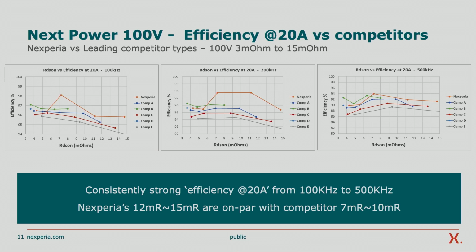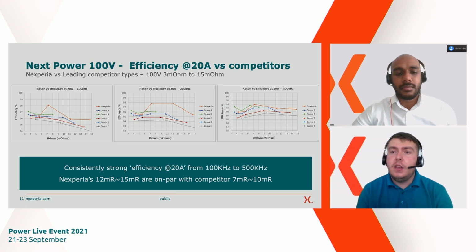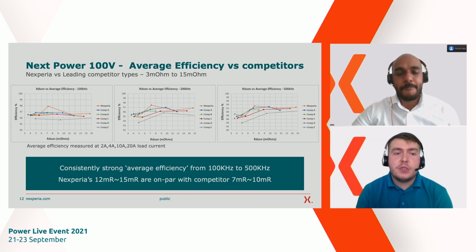And as you can see, as we go up in RDS(on), our products at higher loads become actually first or best in class. But it's all good having high efficiency at high load, right? Your design might not need high loads. So let's dive into average efficiency and see what the average efficiency is across various loads from 2 to 20 amps. So Siva, could we go to the next slide? Thank you.